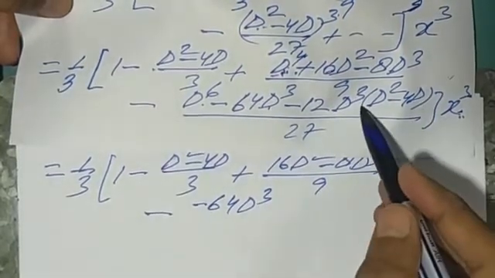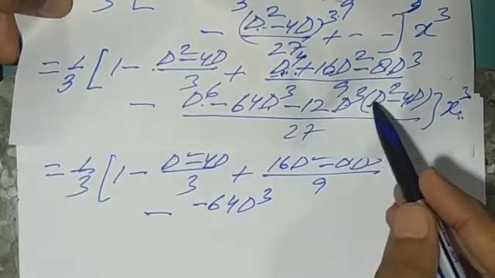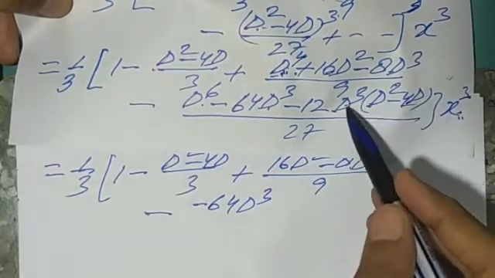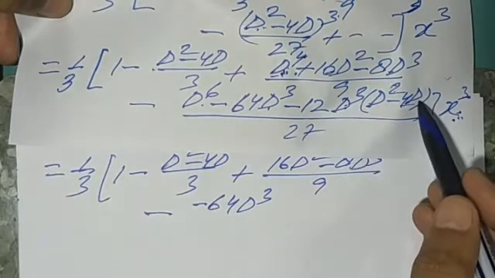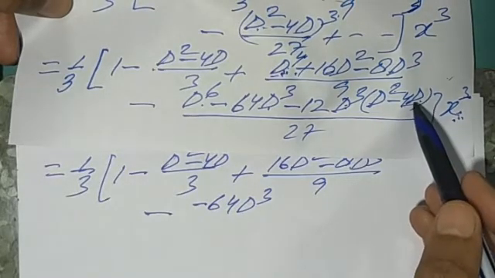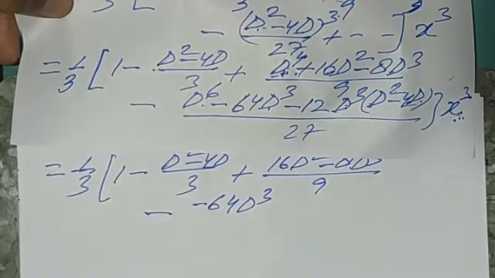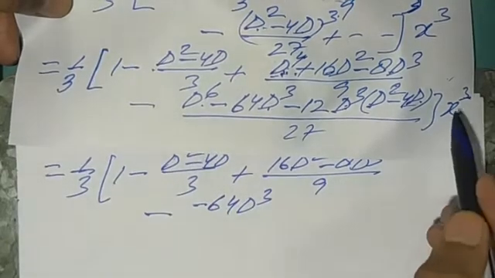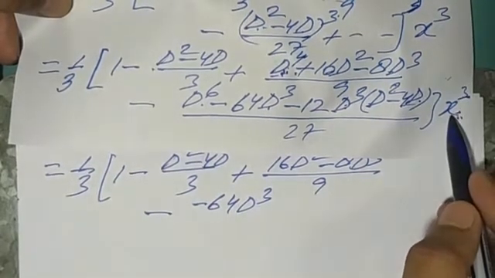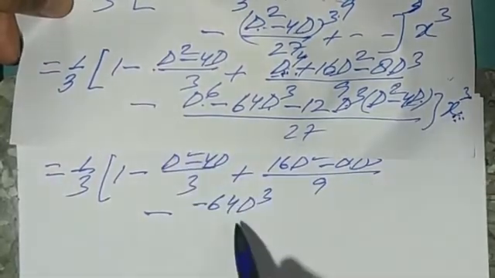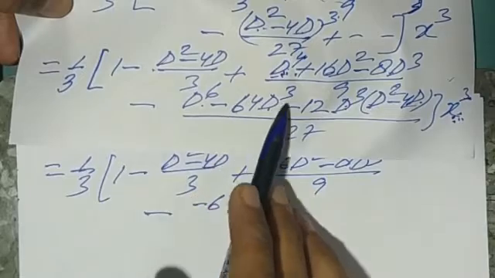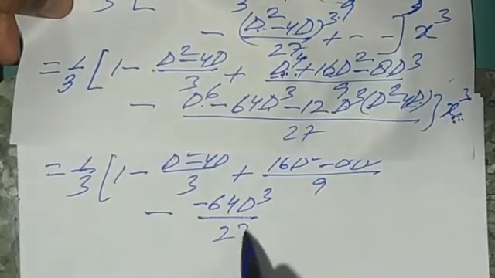And in the next terms, we get d raised to the power 5 when we open up this bracket. So the fifth differential will also be 0 of x cube, and d cube into 4d will get 4d raised to the power 4. That is the fourth differential operator. So the fourth differential of x cube will also be 0. So we need to ignore the rest of the terms. We take only 64d cube upon 27.